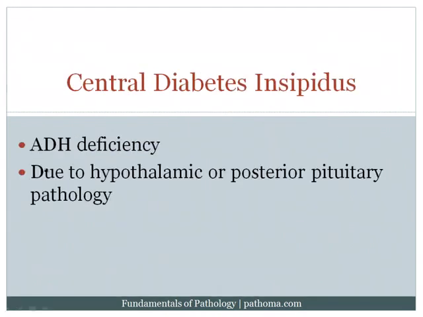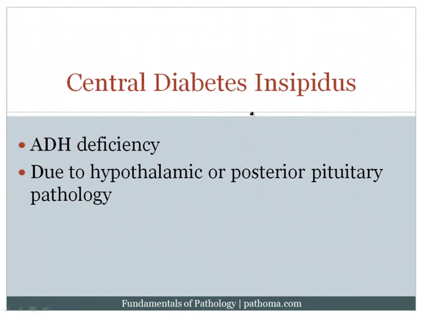The first disorder is central diabetes insipidus. Remember that the word diabetes refers to the fact that someone is urinating too much, and the reason that they're urinating too much is because they have an ADH deficiency. Just listen to the words, antidiuretic hormone. When you have antidiuretic hormone, you will not diurese, you will not urinate. However, if you're lacking antidiuretic hormone, then you will diurese and you'll get diabetes, which is to urinate too much.